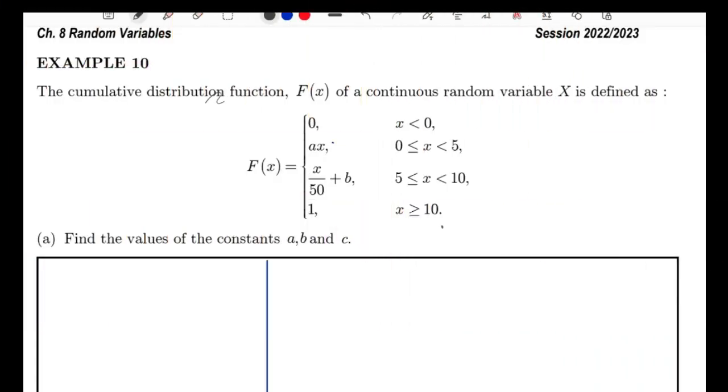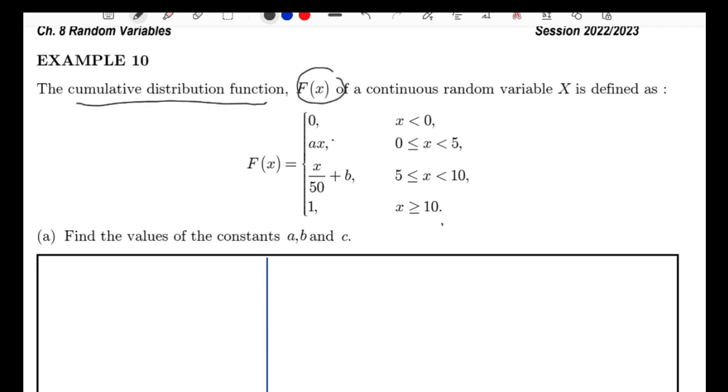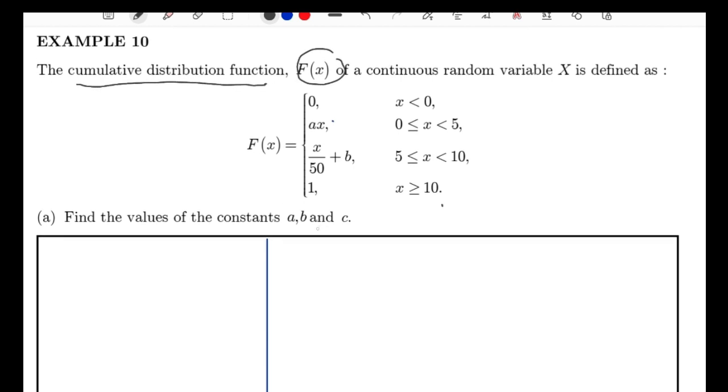Example 10. The cumulative distribution function F(x) of a continuous random variable X is defined as below. So we're given the cumulative distribution function F(x), and we need to find the values of the constants. It's supposed to be A and B.